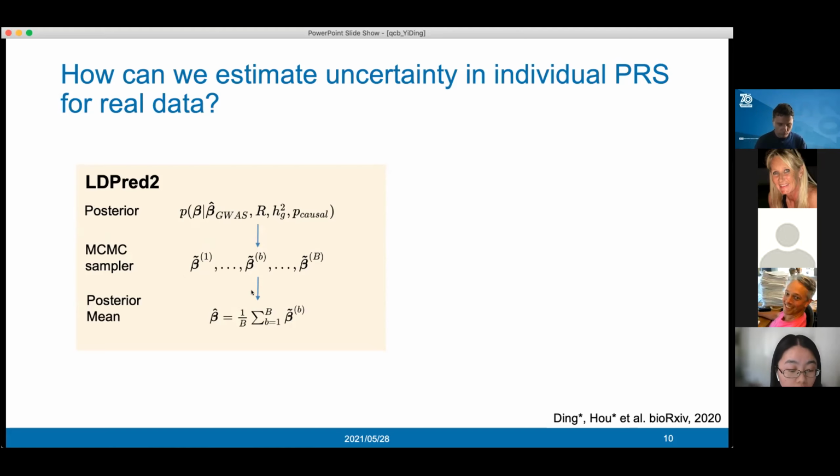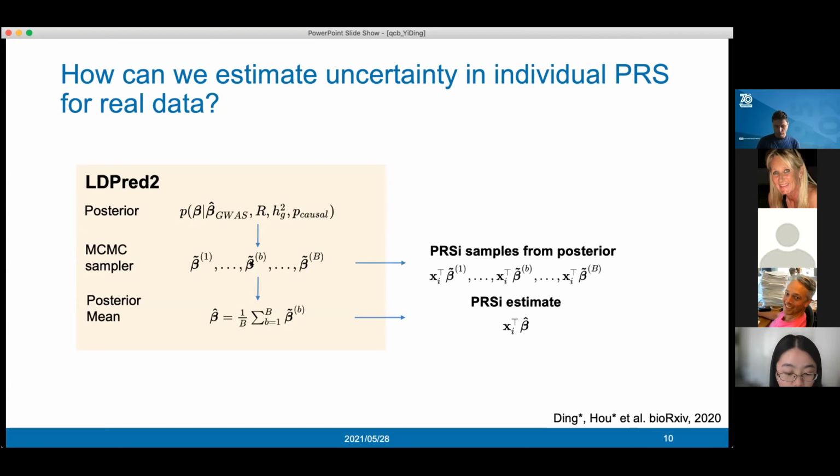Next, what most PRS methods do is summarize these MCMC samples into the posterior mean, and then use it to predict an individual's genetic risk given their genotype. Here, what we did instead is take full advantage of these MCMC samples. For each of these genetic effect samples, we compute a polygenic risk score based on an individual's genotype. Therefore, if we have B samples of genetic effects, we will have B samples of PRS, which form a posterior distribution of the genetic value or genetic risk.